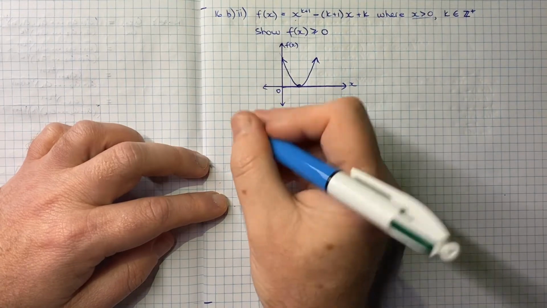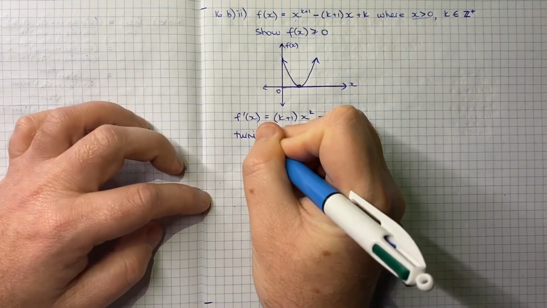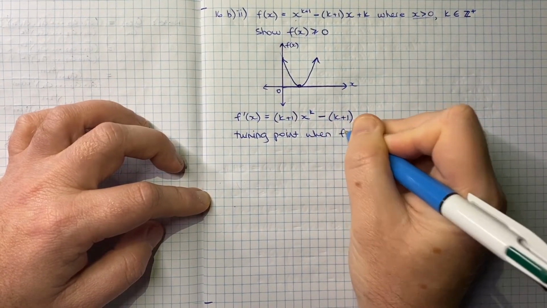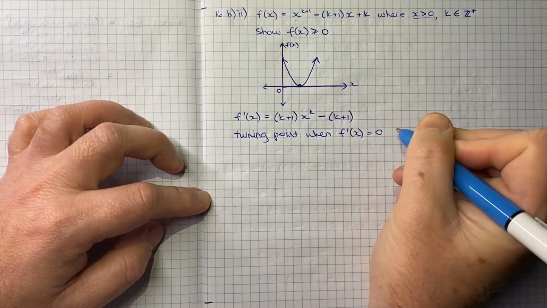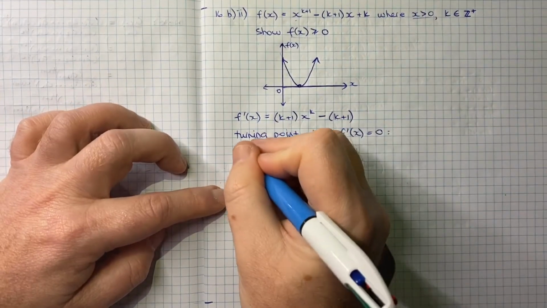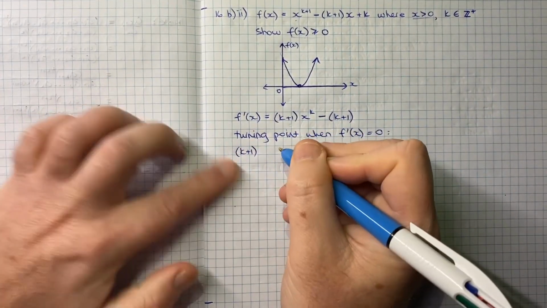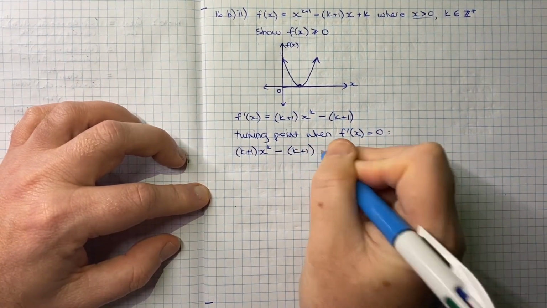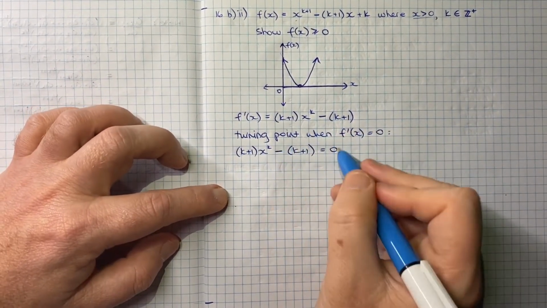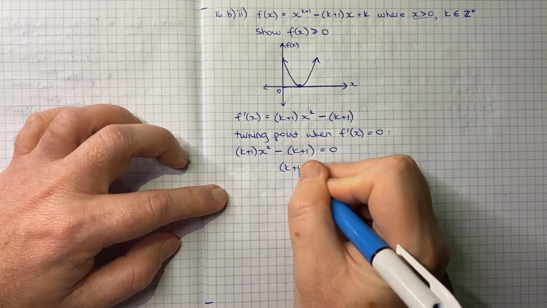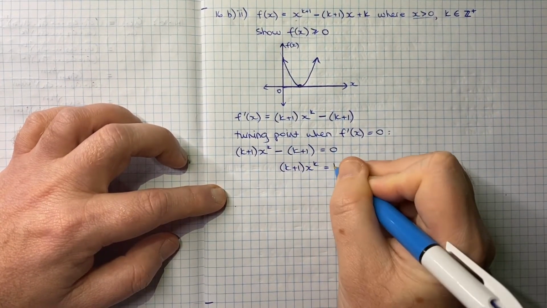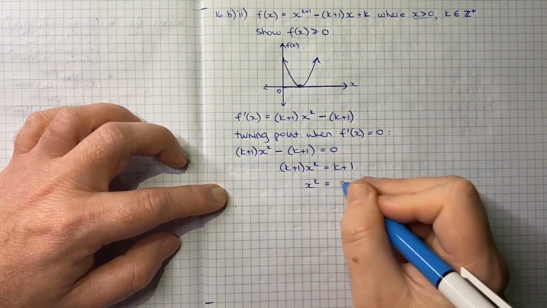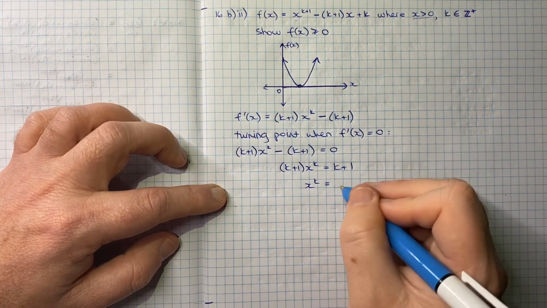So we have a turning point when f dash x is equal to 0. So what's that going to be? That's going to be (k plus 1)x^k minus (k plus 1) is equal to 0. So if I bring this over, we'll get (k plus 1)x^k equals k plus 1. If I bring the k plus 1 down, we get x^k equals (k plus 1) on (k plus 1). We'll just cancel to give 1.